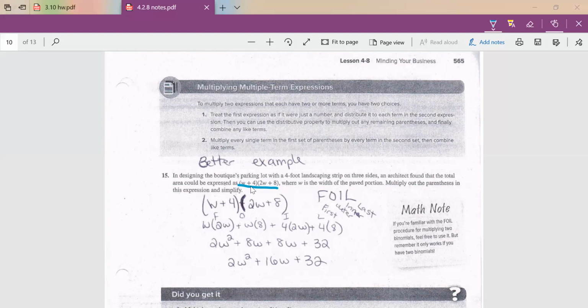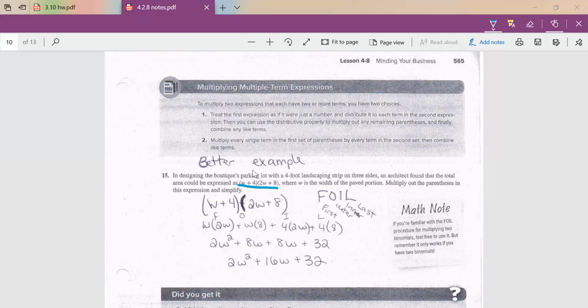And to multiply this using 2, we have to multiply each part of the first term by each part of the second term. So this W is going to have to multiply by the 2W, and the W is going to have to multiply by the 8. And then this 4 has to multiply by each term too. So 4 is going to be multiplied by 2W, and 4 is going to be multiplied by 8.